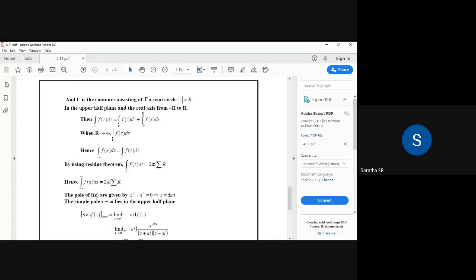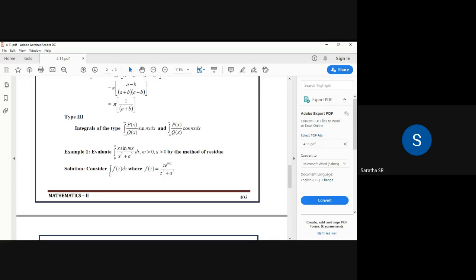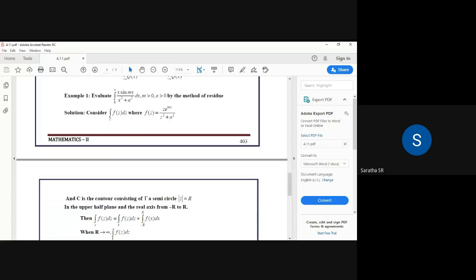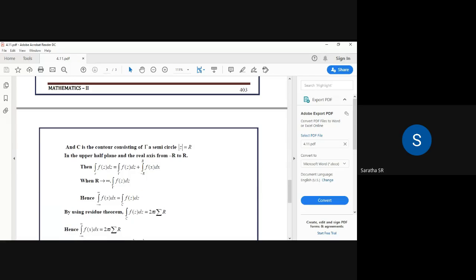So as usual, I will explain the whole thing. As usual, we have to replace x by z. So we got f of z from this. Then with the help of this Jordan's lemma theorem, we take the integral when r tends to infinity, the integral from minus infinity to infinity of f of x dx equal to this value.